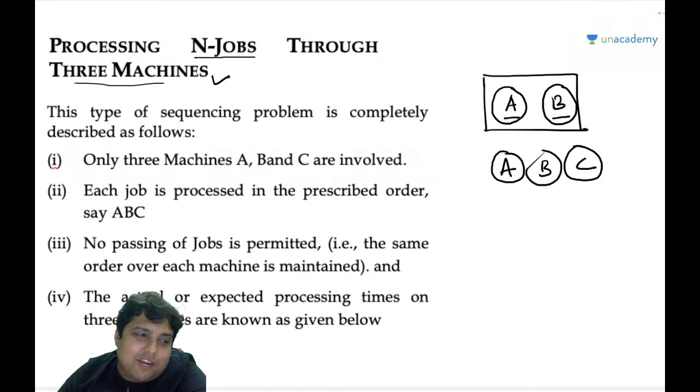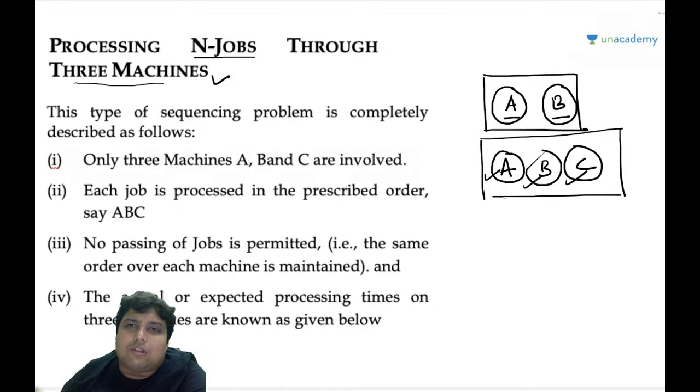That is what I wanted to discuss early in the class, but I thought let's take it in the middle somewhere. So now in a three machine problem, there will be three machines A, B, C, and in order to completely process a job, the job must be processed in all the three machines. That has to be the case. We should make sure that the job goes through all the three machines.